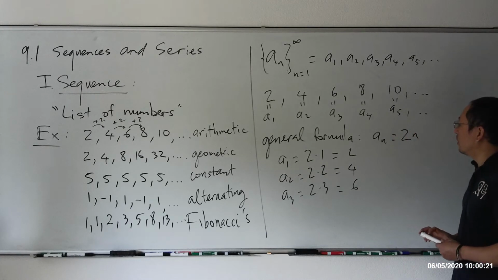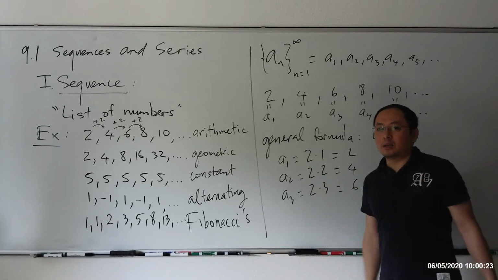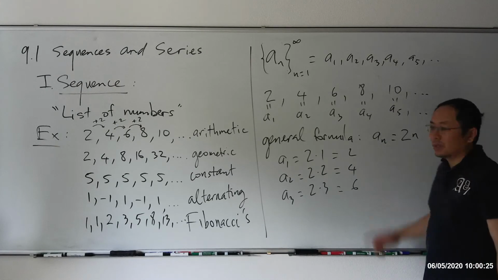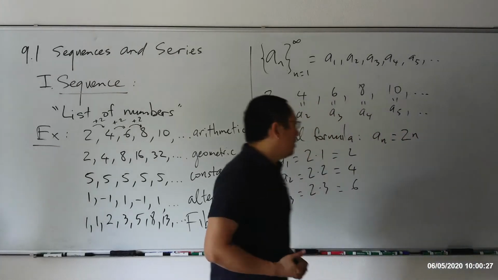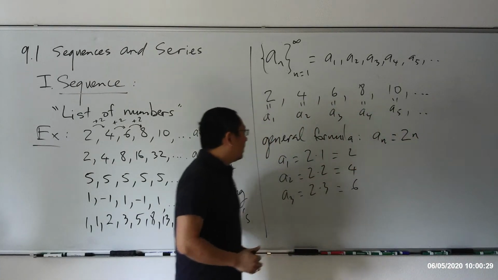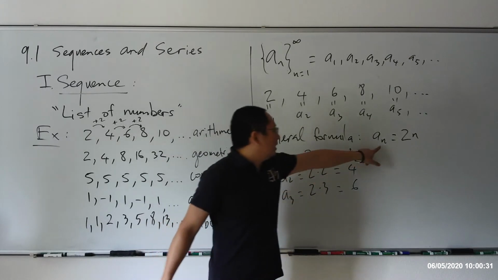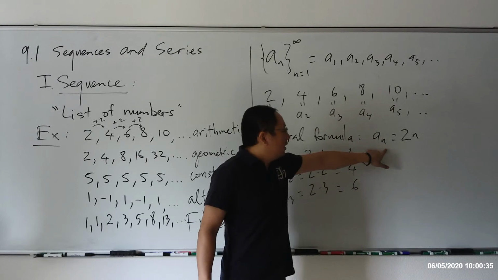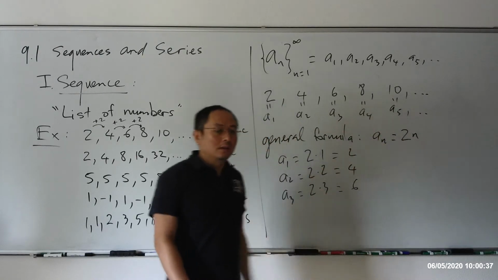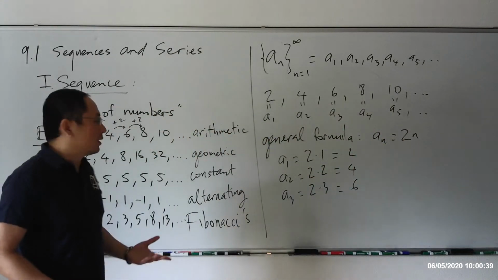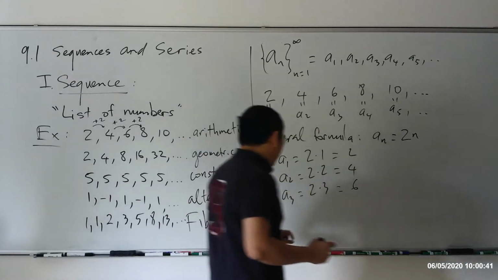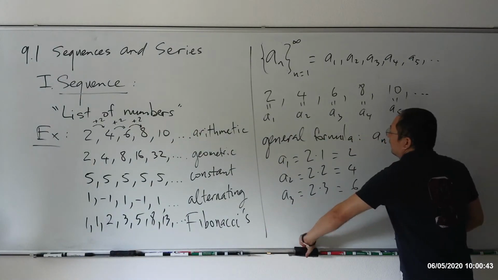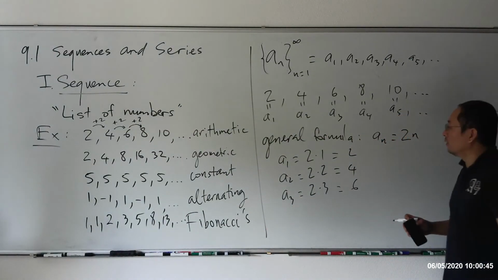So the general formula will help you to calculate the nth term. All you need to know is the position of that term. Say n here is a random position. Say you're going to calculate a100. You plug in n equal to 100, and you know that a100 is equal to 200. And this general formula is one of the things that we need to learn to find.